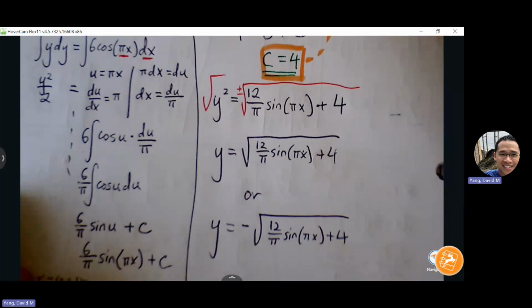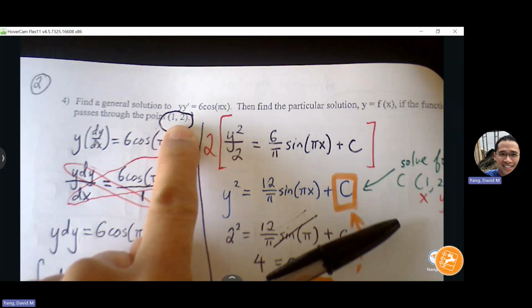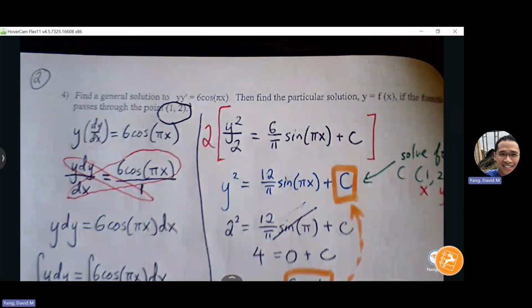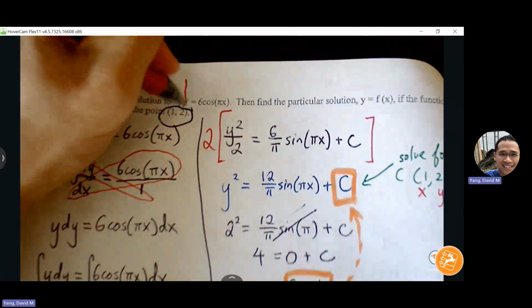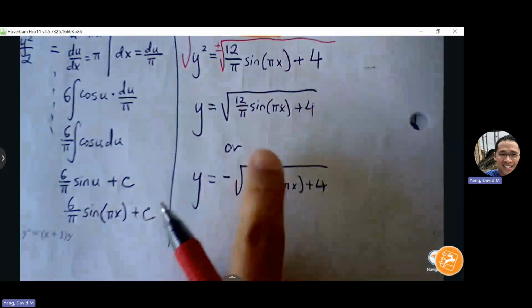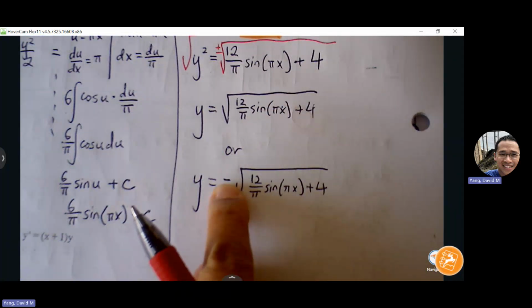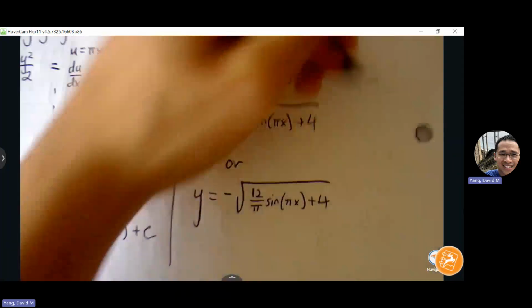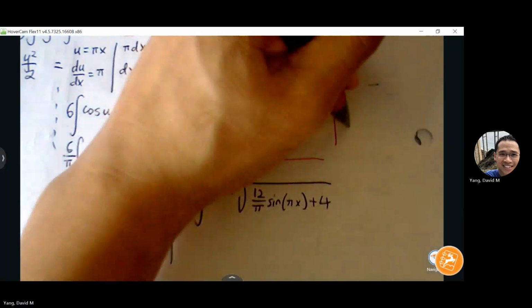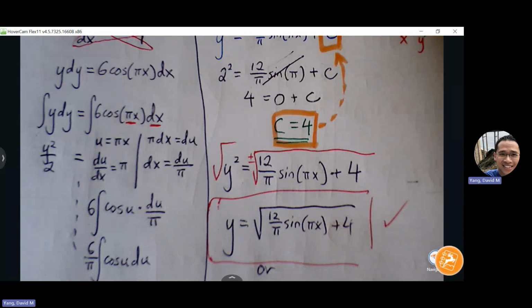To decide between these two, we look at the ordered pair, and what do we look at to decide what we choose? Good, the y value. If I plug 1 in, I got to get a positive 2 in return. The square roots are both going to produce positive, but then this one will ensure it's a negative. This one will keep it positive, so we're going to keep the positive one. The y value of the ordered pair is going to help you decide which one to keep.